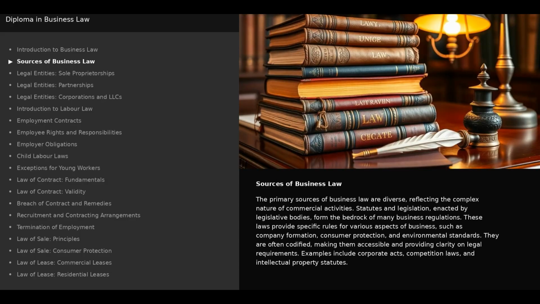Sources of business law. The primary sources of business law are diverse, reflecting the complex nature of commercial activities. Statutes and legislation enacted by legislative bodies form the bedrock of many business regulations. These laws provide specific rules for various aspects of business, such as company formation, consumer protection, and environmental standards. They are often codified, making them accessible and providing clarity on legal requirements. Examples include corporate acts, competition laws, and intellectual property statutes.